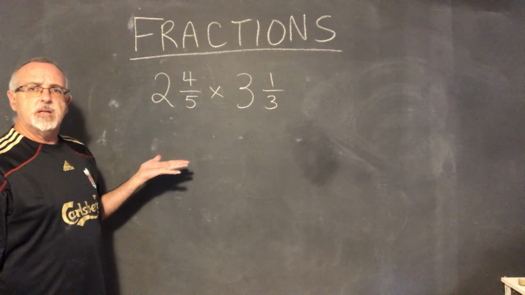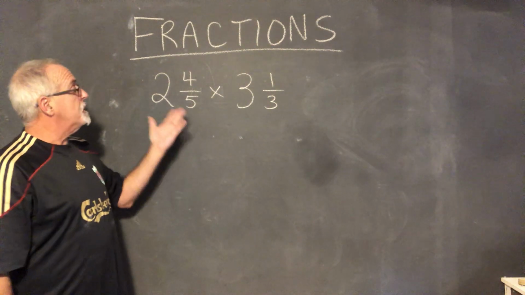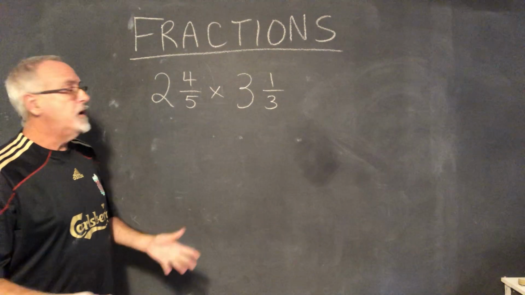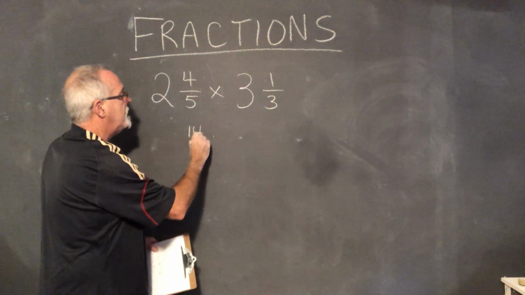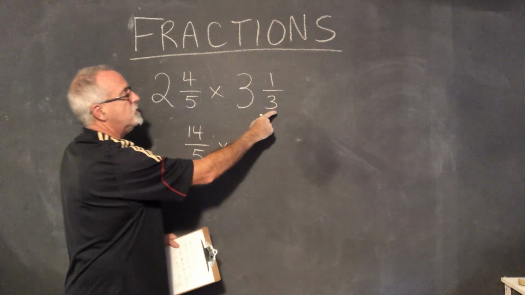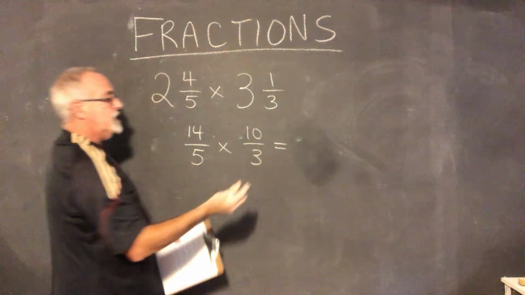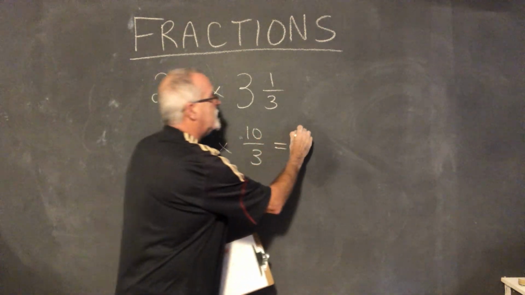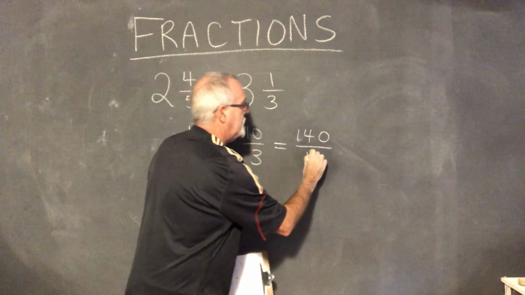Well, now that we know what to do, we realize it's kind of all a review, because we know how to multiply fractions the way we just did, but we also know how to convert mixed numbers into improper fractions, and we have to do both. 2 times 5 is equal to 10 plus 4 is 14/5. It's good practice. 3 times 3 is equal to 9 plus 1 is 10/3. Now we can multiply. We don't need a common denominator. This is a multiplication. 14 times 10 is 140. That's not too scary. 5 times 3 is 15.